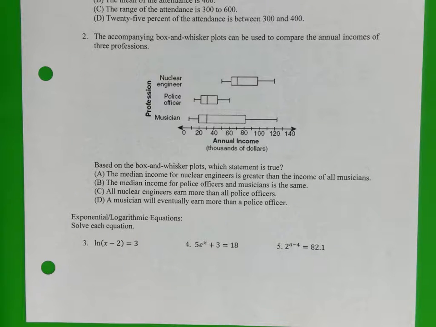So that's not true. B, the median income for police and musicians are the same. Look, there's the median there, and there's the median. Is that the same? Yes, so that answer is B. All right, let's look at 3, 4, and 5.